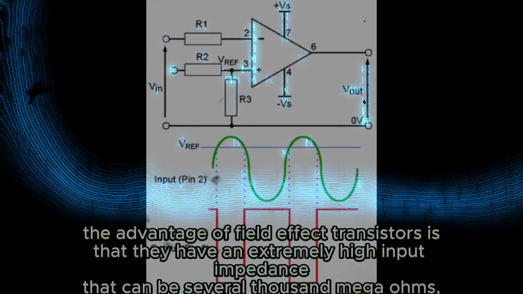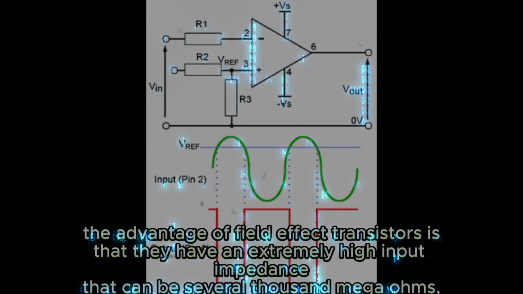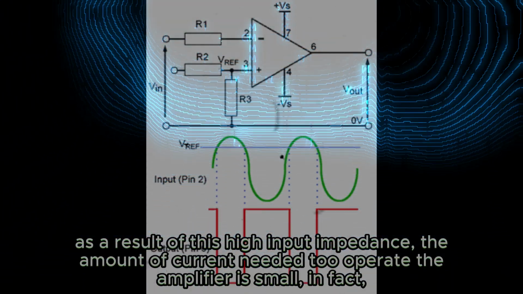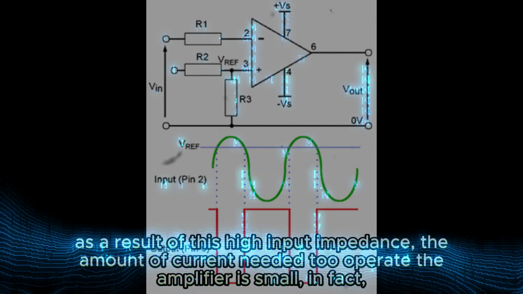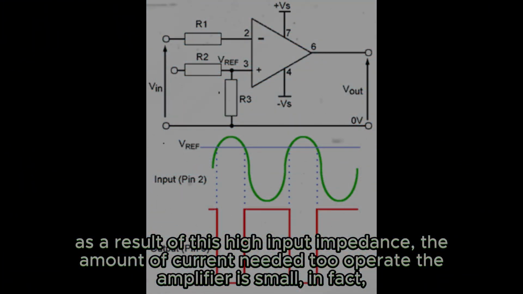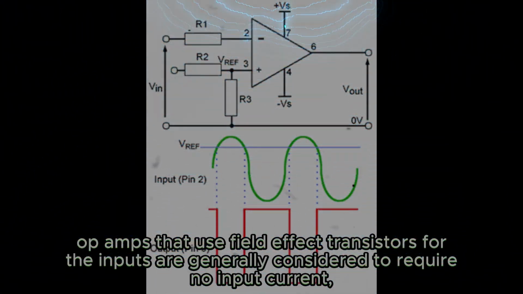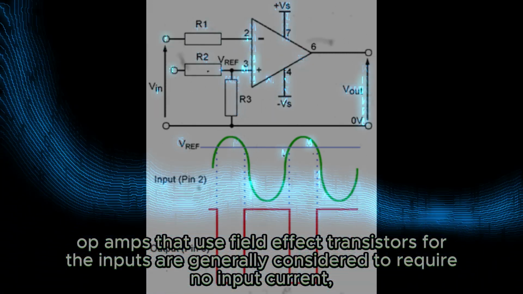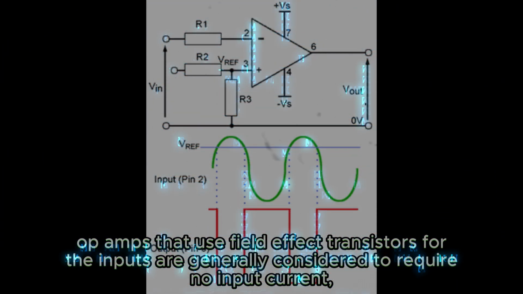The advantage of field effect transistors is that they have an extremely high input impedance that can be several thousand megaohms. As a result of this high input impedance, the amount of current needed to operate the amplifier is small. In fact, op-amps that use field effect transistors for the inputs are generally considered to require no input current.